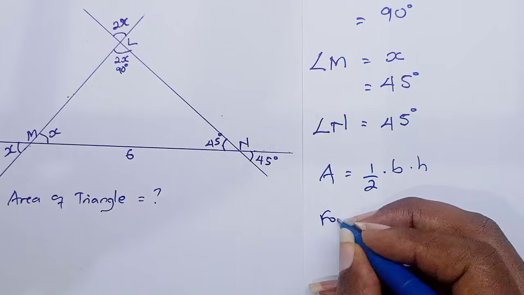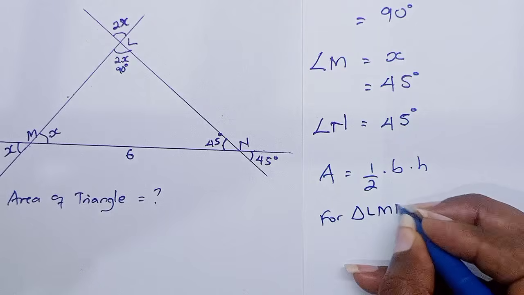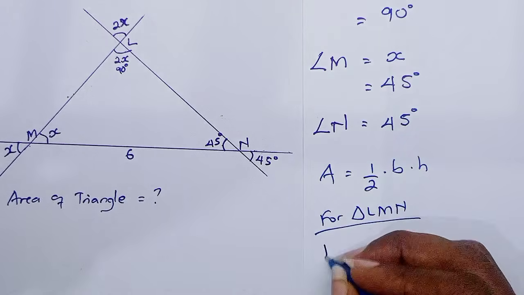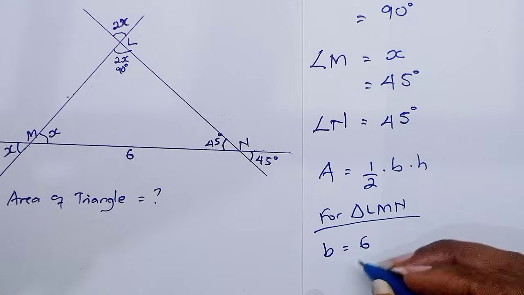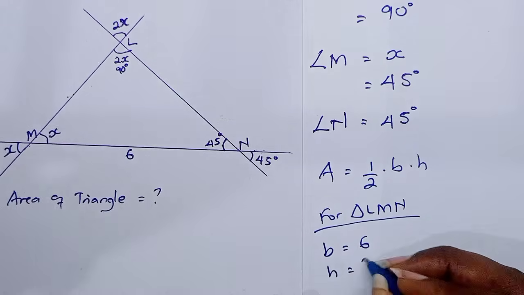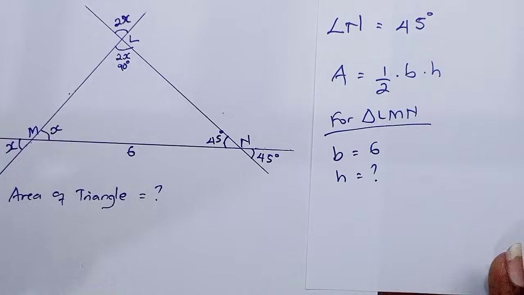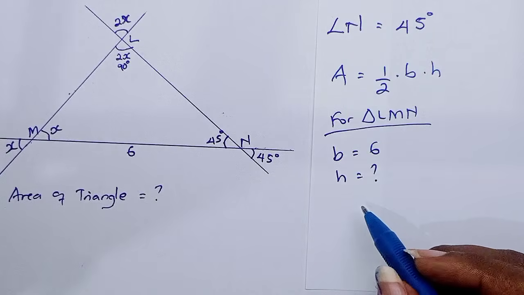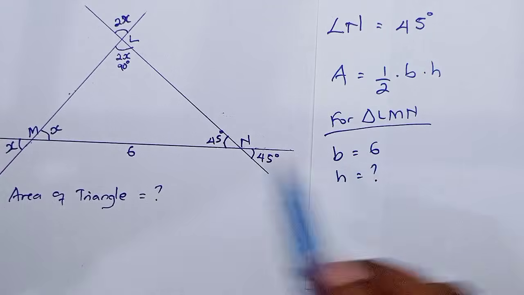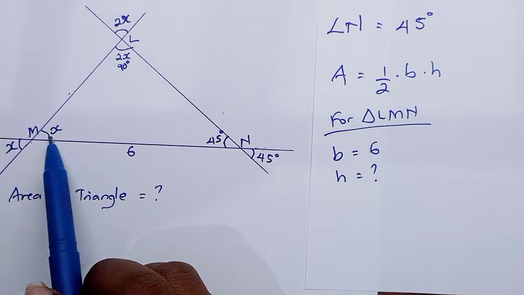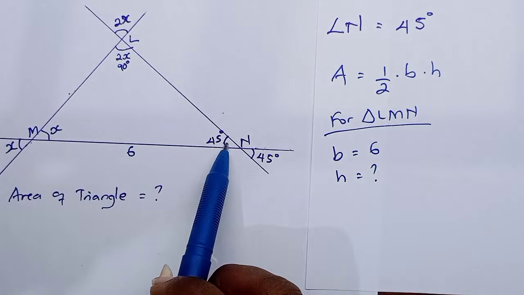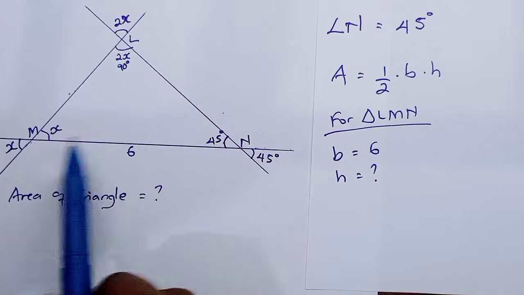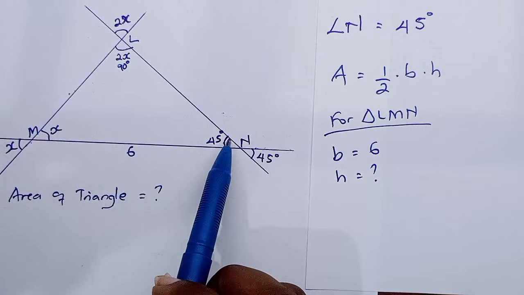So for triangle LMN, our base is equal to 6, but we don't know the height. Okay, so our task is to find the height. Now, since this angle is x, which is 45 degrees, and this angle is also 45 degrees, that means this angle is equal to this angle.